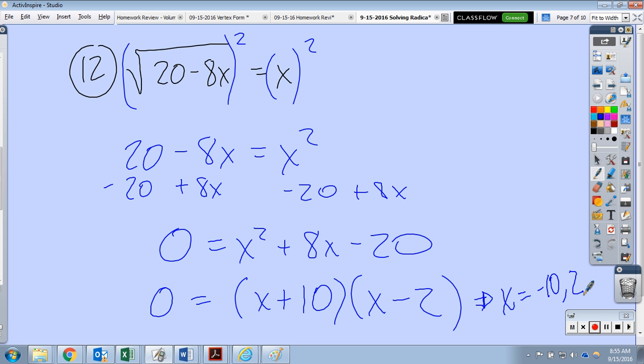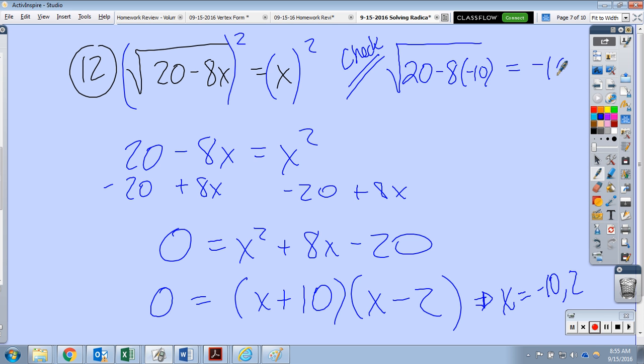I already see an issue with one of these, similar to the last problem. The principal root of something cannot be negative. I'll write it out so you can see what I'm talking about. I'm checking the principal root of 20 minus 8 times negative 10. Can that equal negative 10? The answer is no, I don't have to go any further, because it's the principal root again. When it's just the radical, it's just the principal root. That means just the positive root. So this cannot be true.